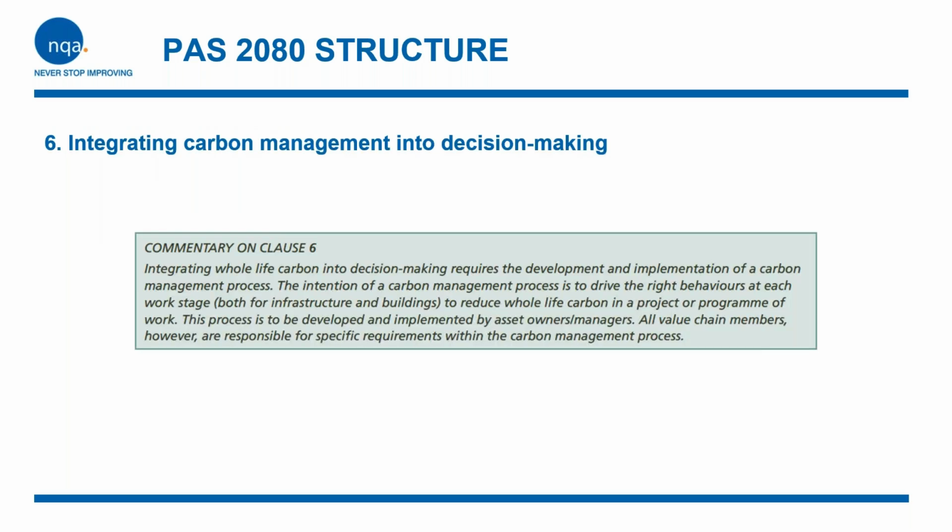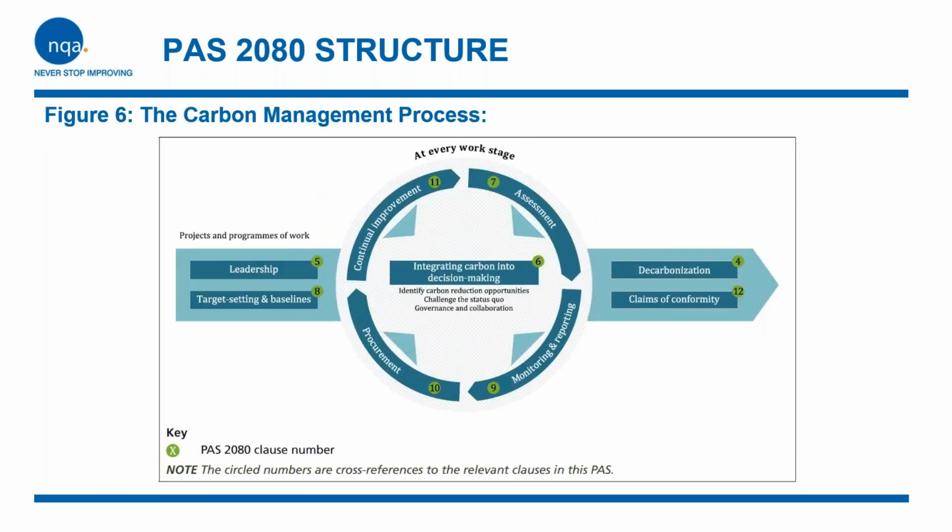Clause 6 is about integrating carbon management into decision making. In other words, making carbon management something that's at the very core of the business. Whenever a decision is made, we're considering carbon management on an equal footing along with quality management or cost or that type of thing. So it's really getting carbon management into the core decision-making process. And PAS 2080 provides us with a reasonably useful diagram to emphasize that the clause 6 requirement, integrating carbon into decision making, lies at the very center of the overall carbon management process itself.